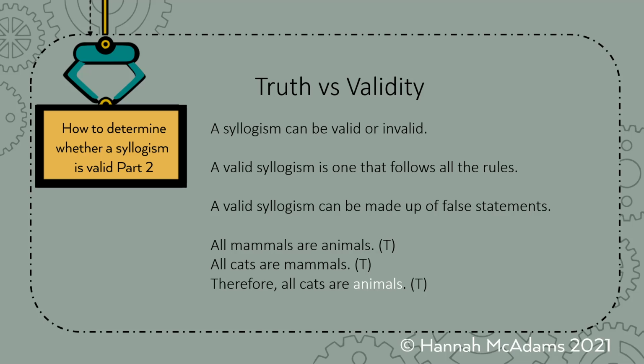Look what I can do. Instead of animals, what term is this? Do you remember? It's the major term. Go to the conclusion, go to the end. That's the major term. So if I take animals and change animals both in the major premise and in the conclusion to something else, aliens, this is still a valid argument, even though it's not true.